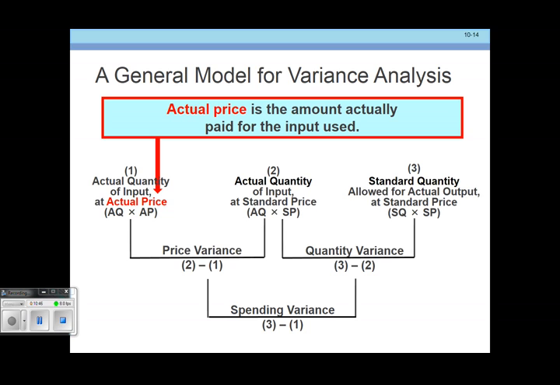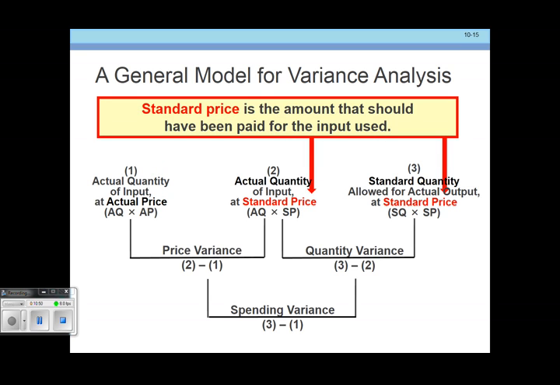And it's the net price. So if we get a discount, it's going to be net of that. And then the standard price is the amount that should have been paid. Okay, what's the price we thought we should have paid for that particular item?